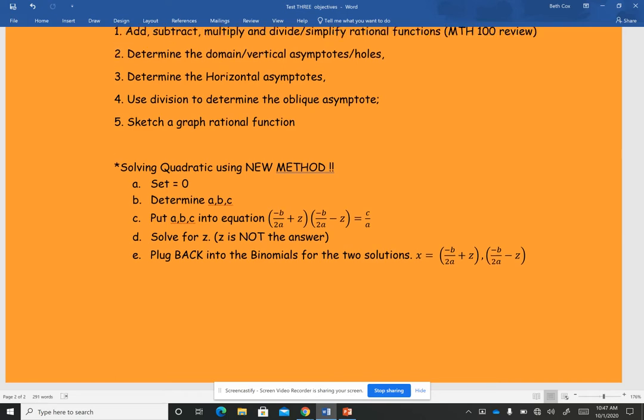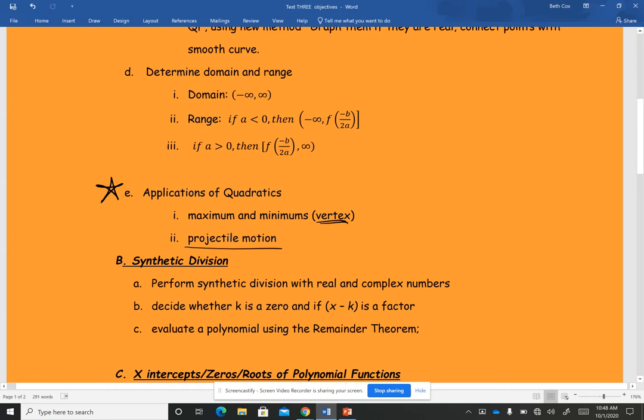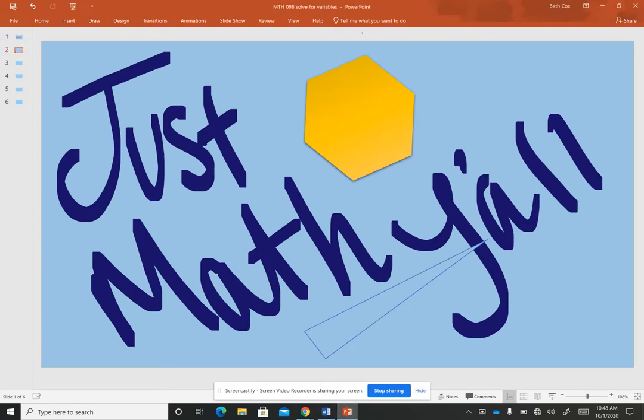One of the problems that I'm going to do in this application section, I'm going to use the new method. The reason I'm doing that is because the new method is going to work better with all these decimals that we have to deal with, in my opinion, than the quadratic formula might. But you, of course, can use the quadratic formula anytime you want to. So just so you know, I'm going to use the new method. Okay, so let's jump in and get started with our first example.